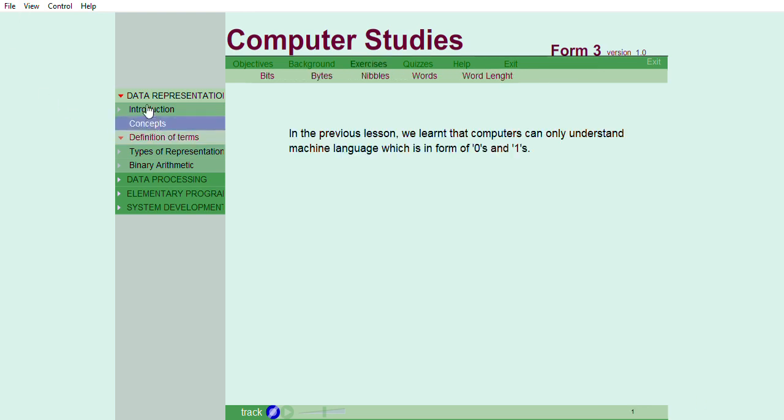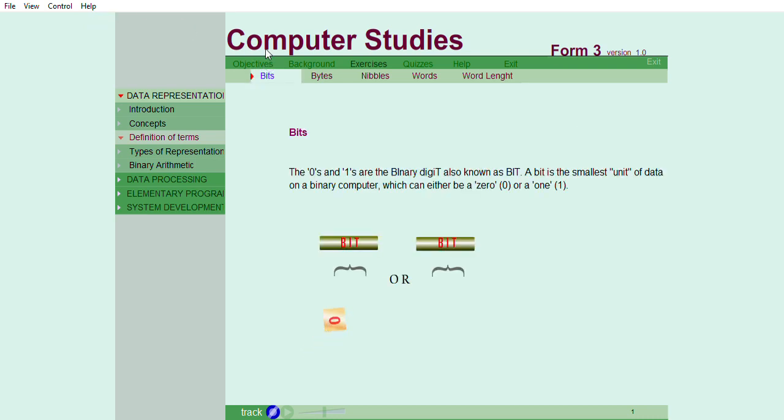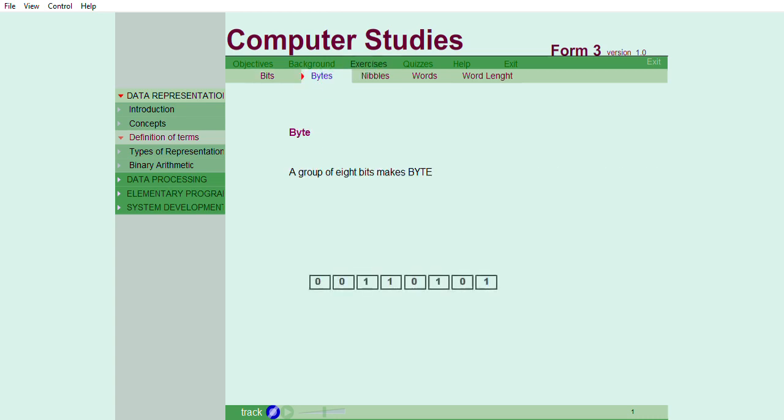In the previous lesson, we learned that computers can only understand machine language, which is in form of zeros and ones. The zeros and ones are the binary digit, also known as bit. A bit is the smallest unit of data on a binary computer, which can either be a 0 or a 1. A group of 8 bits makes a byte.